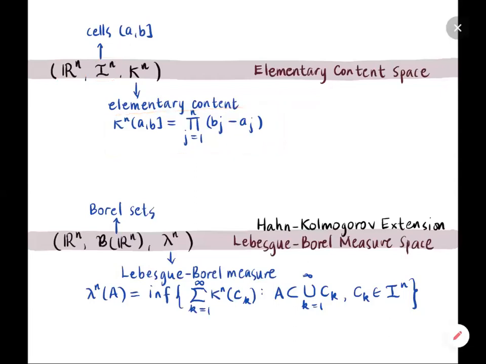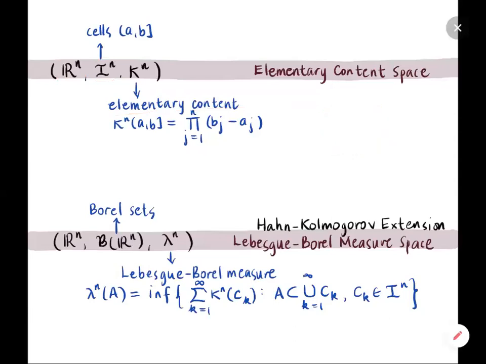For instance, in this case, A has the components A1 up to An, where n is the dimension, and B has the components B1 up to Bn. So you take the difference of the corresponding coordinates or components, take the product, and that would be your elementary content. For instance, in the two-dimensional case, a generic cell would look like this. So the content would be basically the area of this cell.